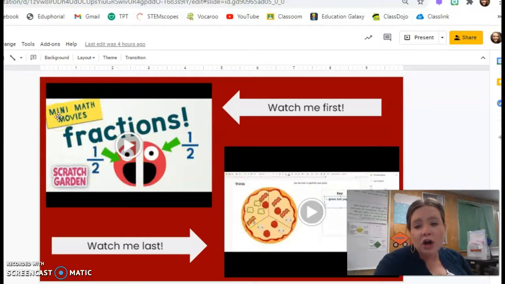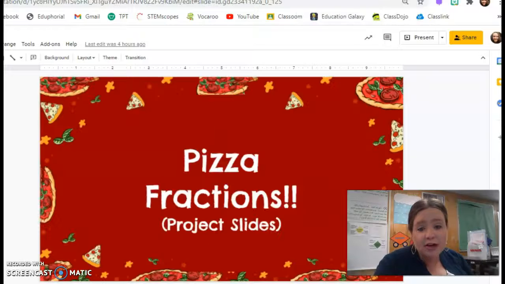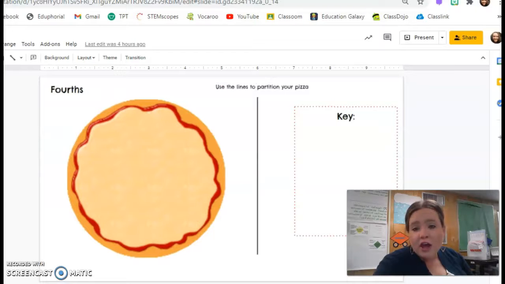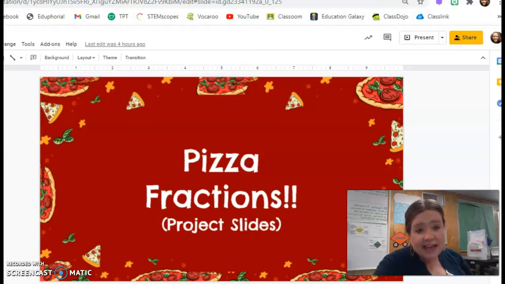These are little fraction movies. I want you to watch this, and then I want you to watch these directions if you need a refresher over what you're supposed to be doing on your project. And then again, here is your project. This project is due today, so hopefully you have some of this project completed. If not, you've got a lot to get done today, okay?